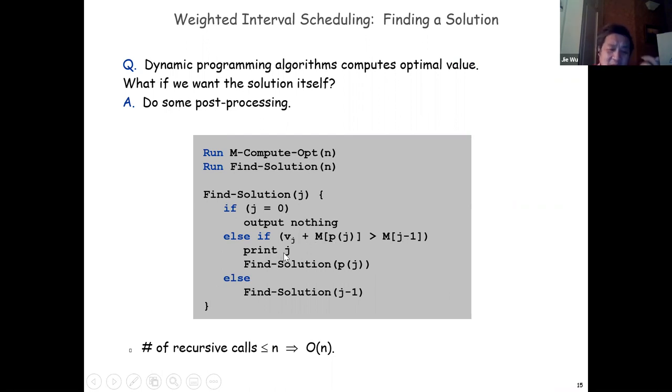So usually in dynamic programming, you have to have another simple algorithm just to print out the solution. Okay, this is called post processing, which is simple. Usually that's not the big deal. The difficult part is always to find the recursion. Okay, any questions?